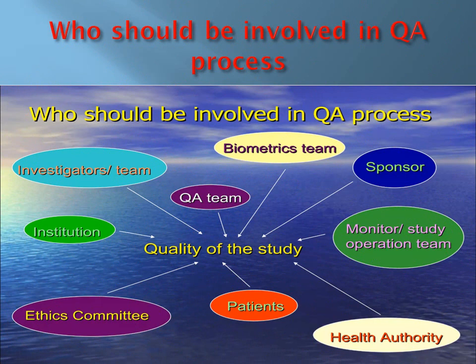Who should be involved in the QA process? You can see in this slide the quality of the study. First is the biometric team, second is the sponsor, next the monitor and monitor study operation team, next the health authorities, then the patient, and ethics committee, the institution, the investigator team, and the QA team. All of these contribute to the quality of the study.